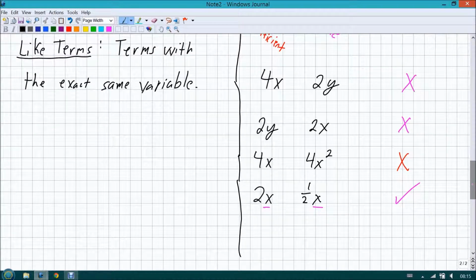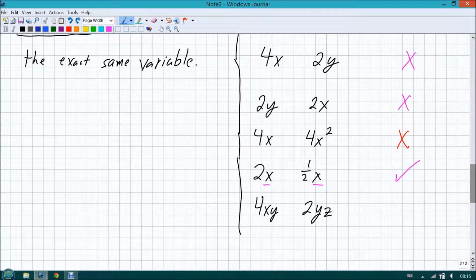And last but not least, let's try some really complicated variables. Let's look at 4xy versus 2yz. Are these like terms? You might be tempted to say yes, because, hey look, they both have y in them, so obviously they're like terms. No, they are not.